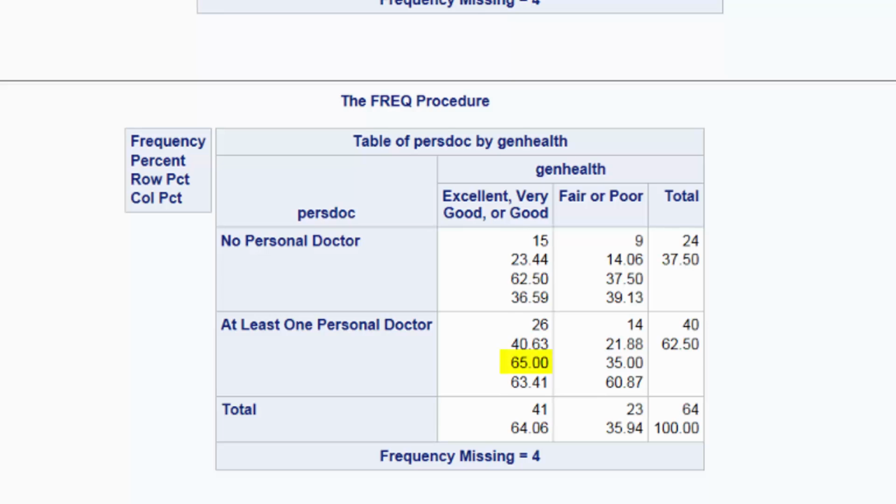As you can see here, among those with at least one personal doctor, 65% reported being in excellent, very good, or good health. Alternatively, among those without a personal doctor, only 63% reported being in excellent, very good, or good health. This may suggest that having a personal doctor is related to better self-reported general health. But before we conclude that this is true for all public health students, let's quantify how likely this finding is to be due to chance alone. We will do that with a Chi-Square test.